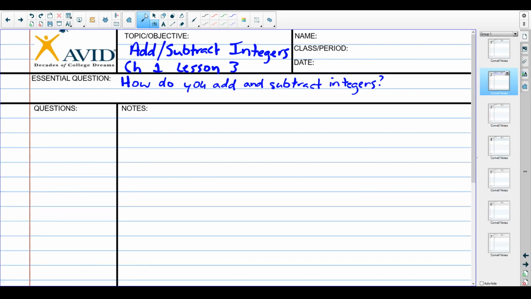Alright, Chapter 1, Lesson 3, Adding and Subtracting Integers. Our central question for today: how do you add and subtract integers? Simple enough. So we're going to start off with part 1, to add integers.